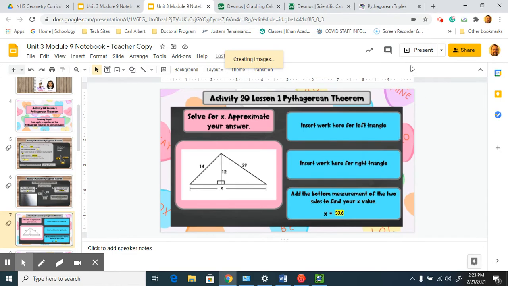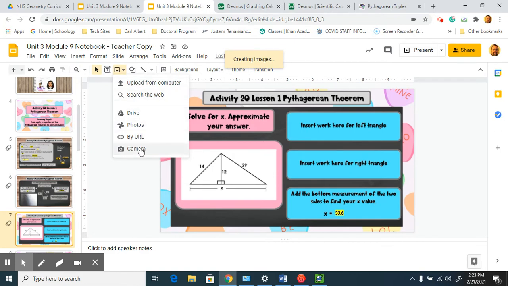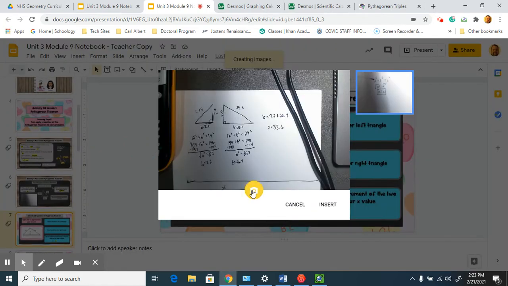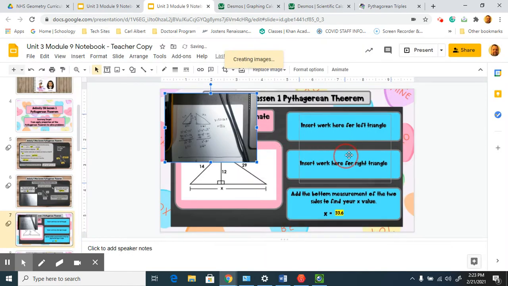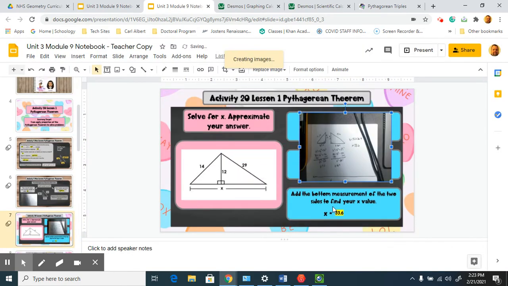Okay, 33.6. Now, it says insert work here for left triangle, insert work here for right triangle. We kind of did it all at once. You can split those apart if you want to. I would just kind of leave it like that and just show your work. Okay, so pause the video, take a picture, and insert this picture into your notes.